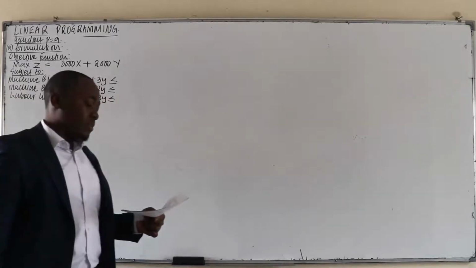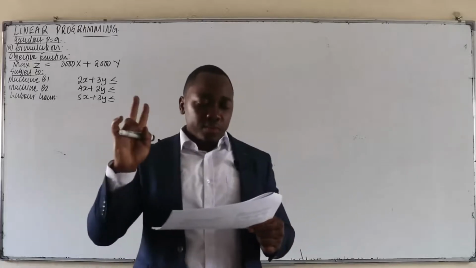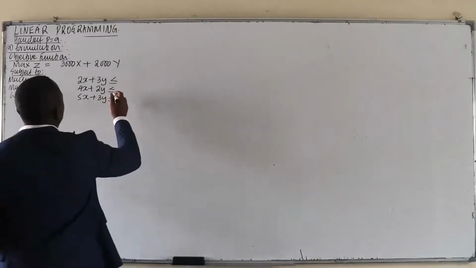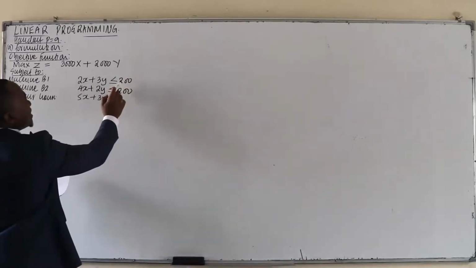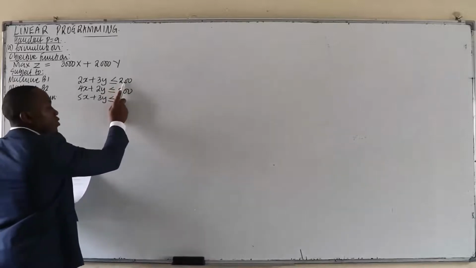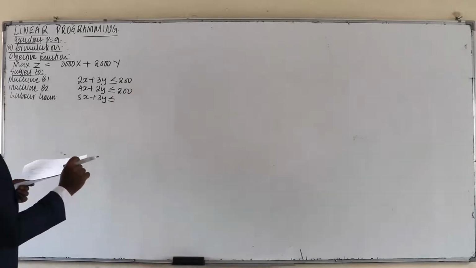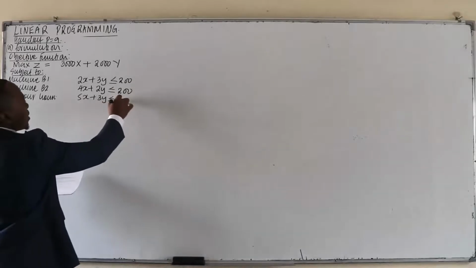Let's go back to the first paragraph, the second sentence. We have 2 machines. There is a maximum of 200 machine hours for machine B1 and B2. So what does it mean? Either you spend all the 200 or less than 200. It should not exceed that. And a maximum of 400 labor hours. For labor hours, we have a maximum of 400.